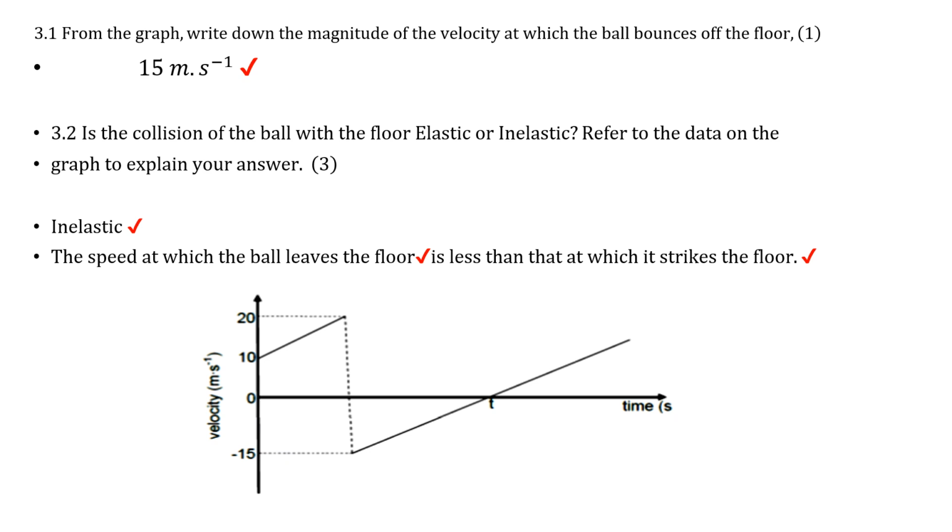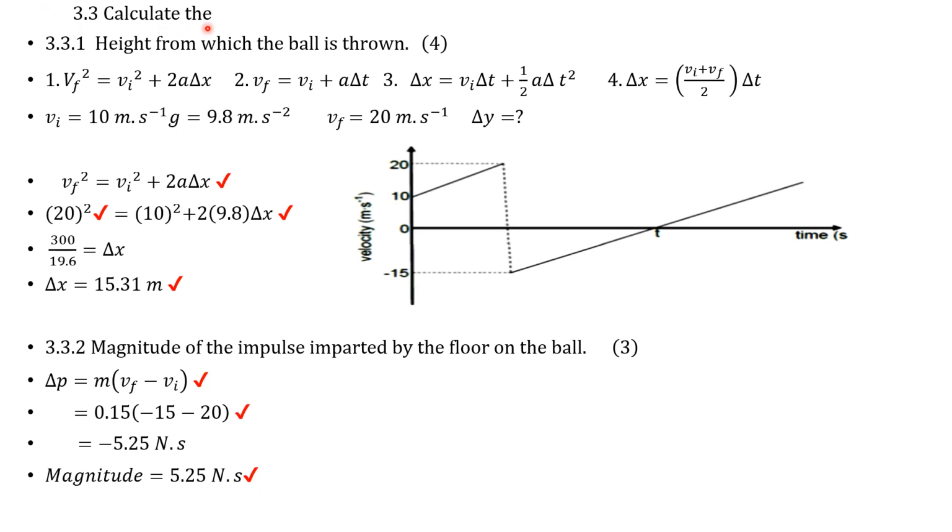Right, next question. 3.3, calculate the height from which the ball is thrown, for 4 marks. So again, there are my 4 equations of motion. We know this object had an initial velocity of 10 meters per second.